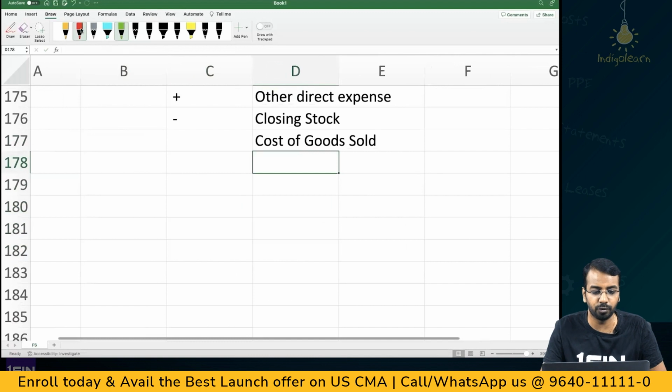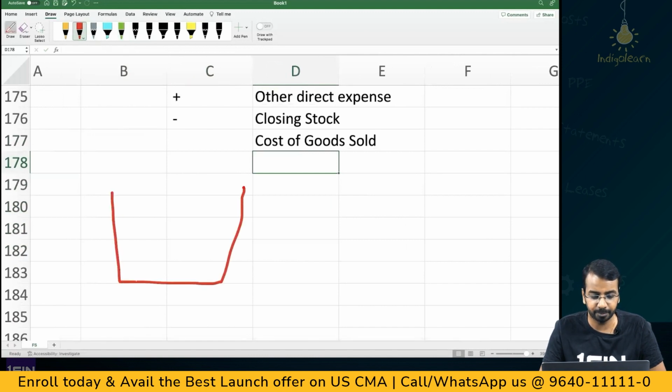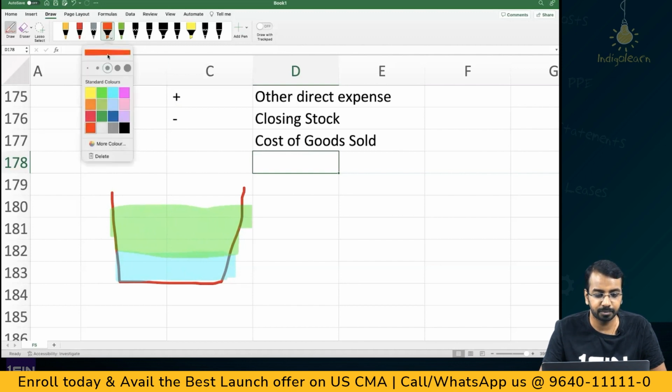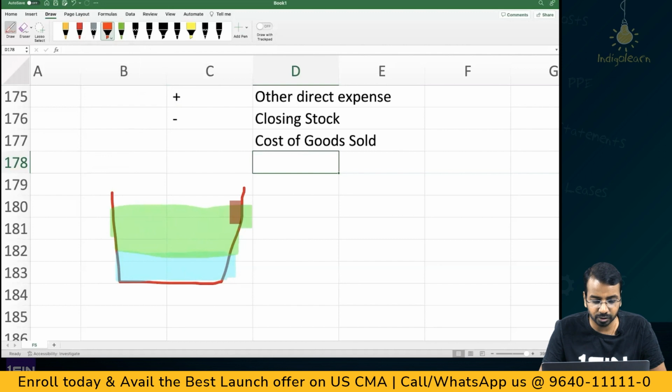So if I have to just show you visually, let us say this is my inventory bucket. In this inventory bucket, this is my opening stock. Then there were some purchases in the current period. Let us say this is my current year purchases. So my inventory bucket is being filled up. Then out of whatever I have purchased, I have not yet sold this much.